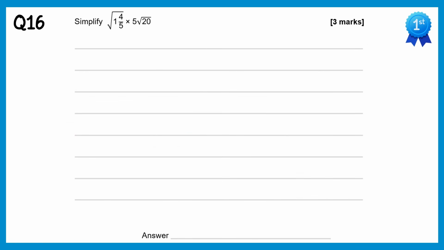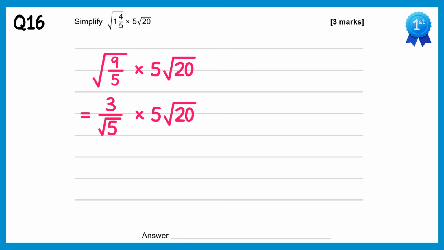Let's start this question by looking at the square root of 1 4/5. To do this, we'll turn it into an improper fraction, so 1 times 5 is 5, add 4 is 9, so that's the square root of 9/5. And we times this by 5 root 20. Now if you're going to do square root of 9/5, you could just do the square root of 9 divided by the square root of 5, and the square root of 9 is nice, that's just 3. So it's 3 over square root 5, and again times 5 root 20.